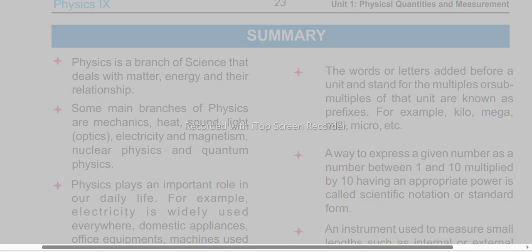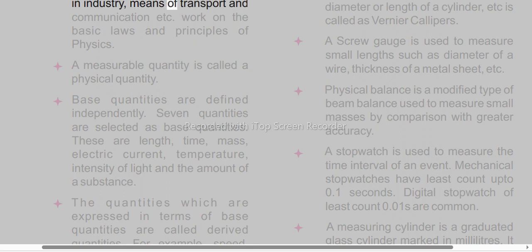Summary. Physics is a branch of science that deals with matter, energy, and their relationship. Some main branches of physics are mechanics, heat, sound, light, optics, electricity and magnetism, nuclear physics and quantum physics. Physics plays an important role in our daily life. For example, electricity is widely used everywhere. Domestic appliances, office equipment, machines used in industry, means of transport and communication etc. work on the basic laws and principles of physics.